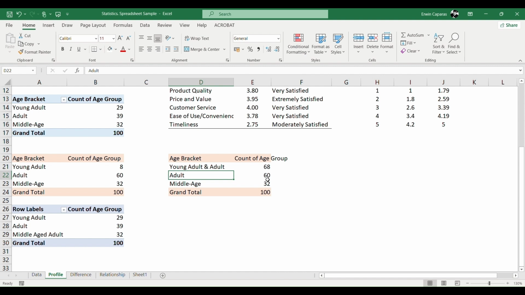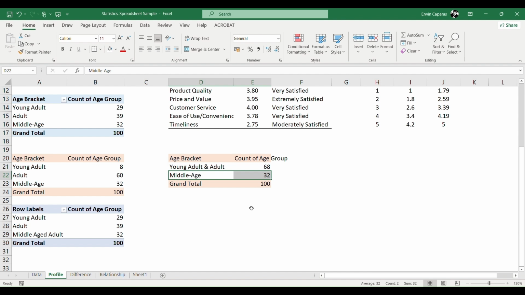Comparing it with our middle-aged adult. Okay, so the value is still 68. The grand total is still 100. However, since we only have two variables, the young adult and the other group of respondents, the middle-aged adult, we cannot use the analysis of variance anymore. That is the time that we will be using the Z-test.